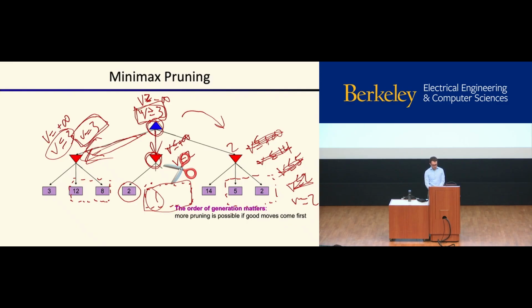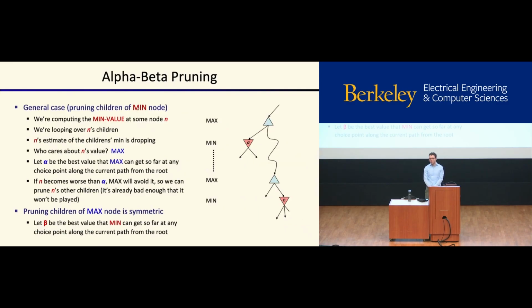So the name of this algorithm is called alpha-beta pruning. Alpha and beta are just sort of like running values of the worst or the best that you've seen so far. And we'll talk about alpha-beta pruning next class.